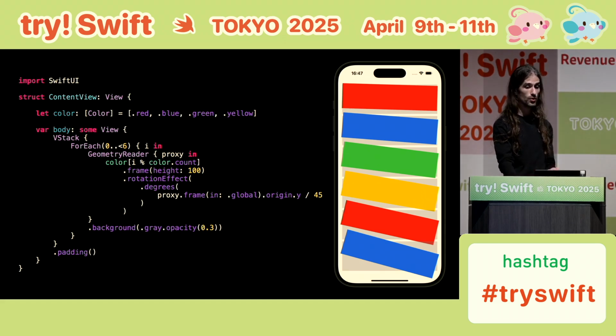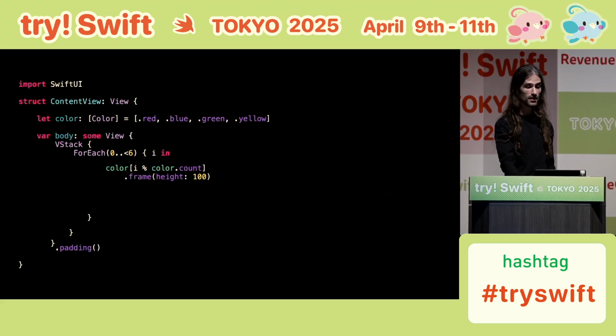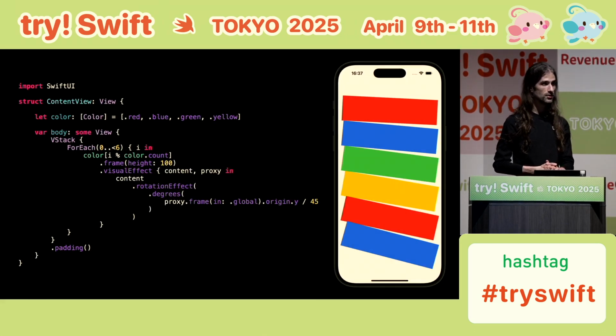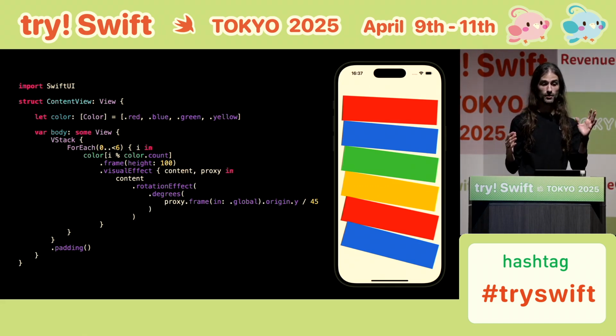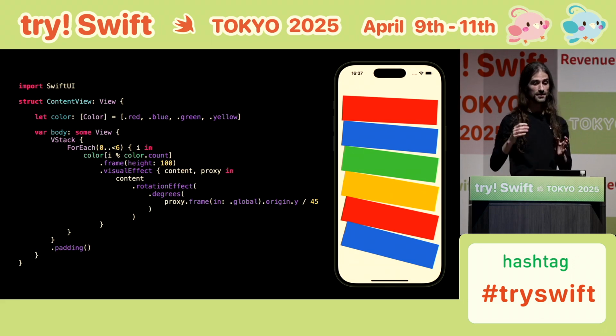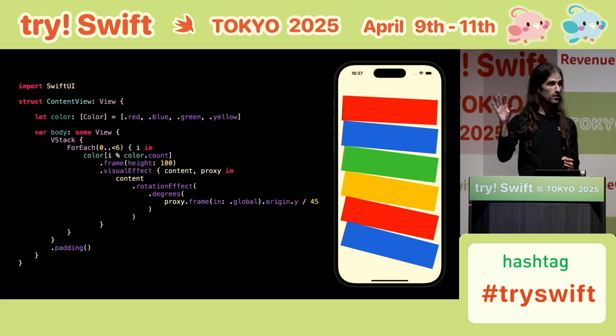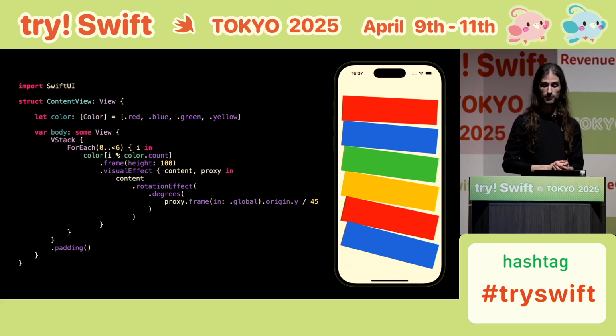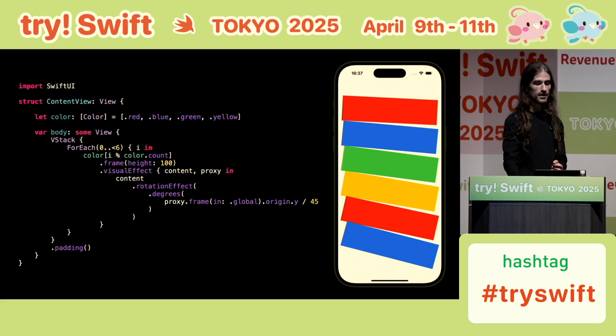The good news is that you no longer need to use a geometry reader in that case. You can use instead the modifier visual effect, which is very similar to a transform in the sense that it lets you change the way a view is displayed, but without changing the layout itself. And the difference with a transform is that you get, as an argument of the closure that you pass to visual effect, a proxy that, just like the proxy you get in a geometry reader, lets you access the position of the view in the global coordinate space. So it's something super useful if you want to clean all of the places in your code where you have a geometry reader, and it does more harm than good.